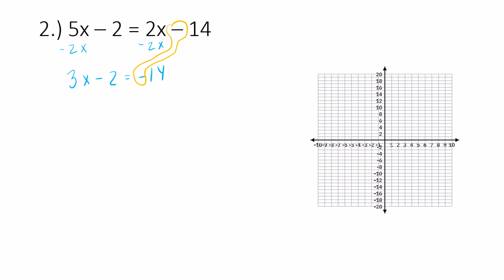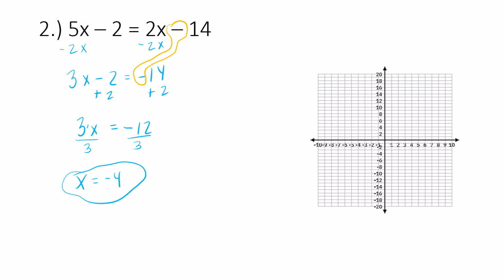Now we are going to isolate the x, so we'll do that by adding 2 to both sides. Negative 2 plus 2 is 0, leaving me with 3x. Negative 14 plus 2 is negative 12. This is multiplication, so we'll undo that by dividing. 3 divided by 3 is 1, and negative 12 divided by 3 is negative 4.